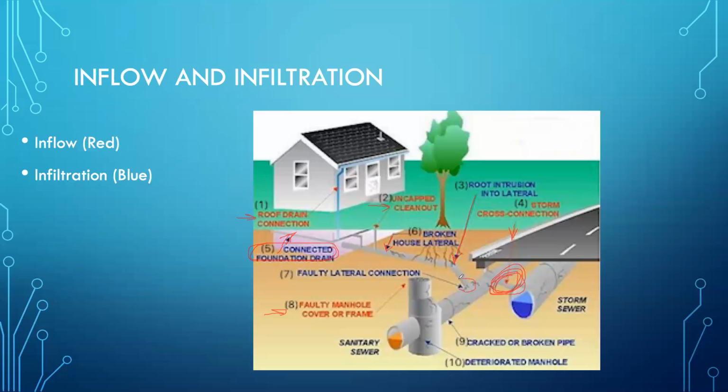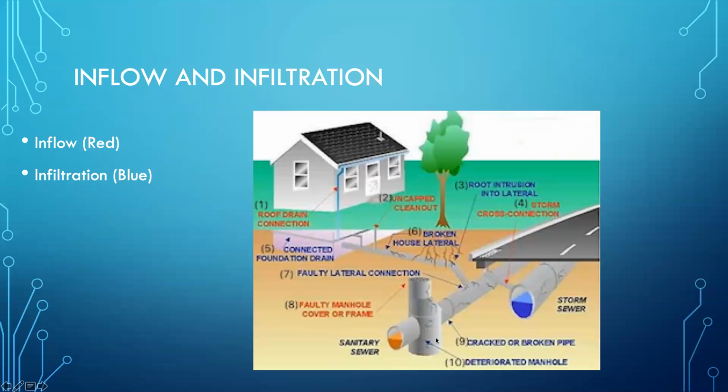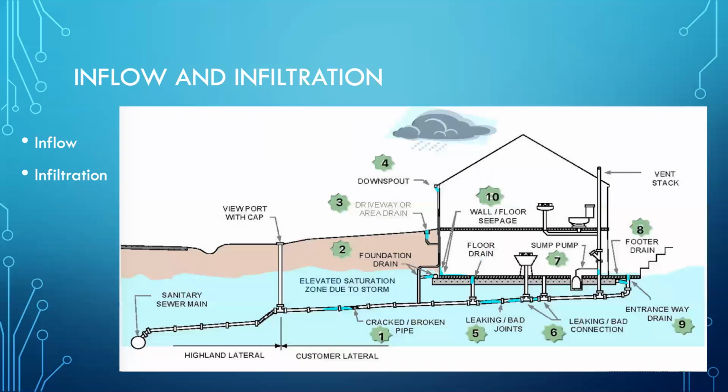Faulty lateral connections, so they didn't use the right amount of JB Weld when they glued the two pipes together there, and that provided a pathway for water to get in. A cracked pipe or a deteriorated vault box. So those last two pictures are examples of inflow and infiltration. And in the cartoons, they're shown pretty much at the house level, and you multiply that by the number of houses in a community, and you can probably convince yourself that there could be a substantial amount of flow during a storm.